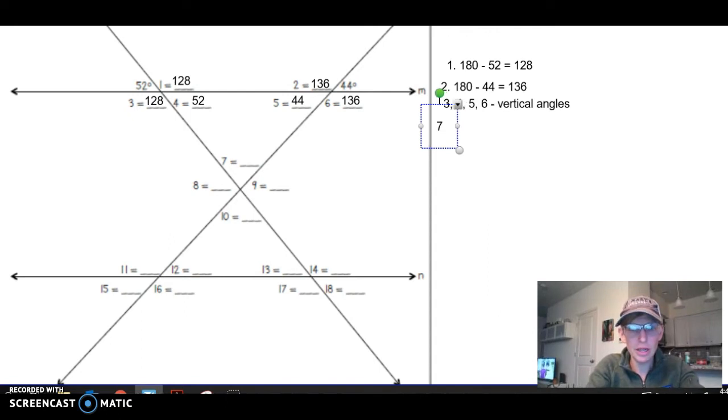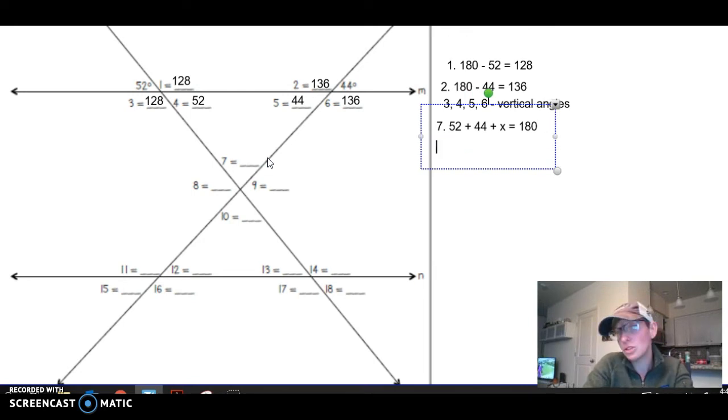So for angle 7, I'm going to say that 52 plus 44, because that's this angle and this angle, plus, let's call it x for right now, added together, are going to equal 180. And then we have to solve for that equation. So I combine my like terms. 52 plus 44 is going to be 96, and that's going to be plus x equals 180.